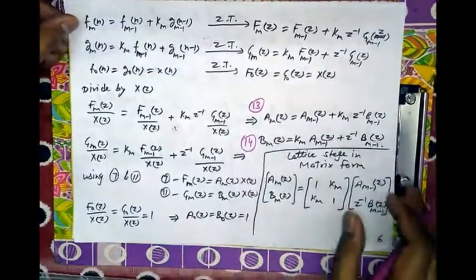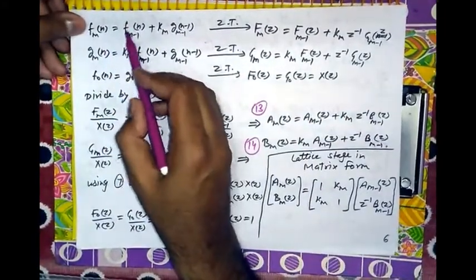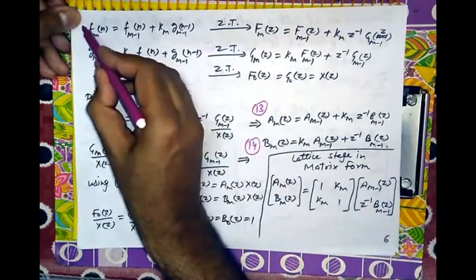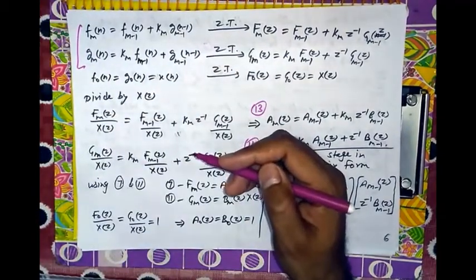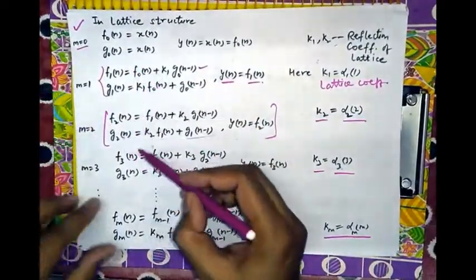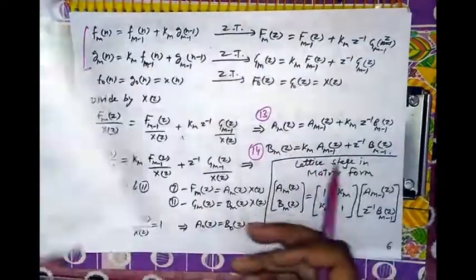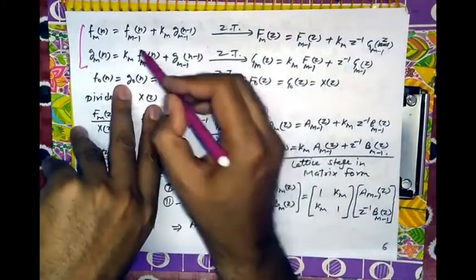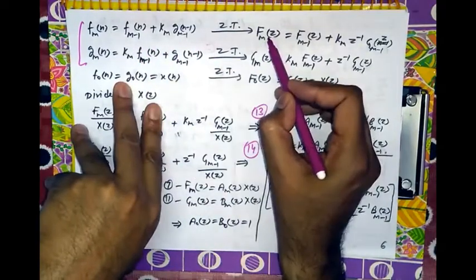Now further, we know that the lattice structure is f_m(n) is equal to f_(m-1)(n) plus k_m g_(m-1)(n-1), and for the mth order we have that value from this lattice structure slide, which I have put here again and again. Suppose the lattice structure slide, and it is the mth form I have placed here, recalling multiple times. Now we can take the z transform of this equation because it is in discrete time domain.